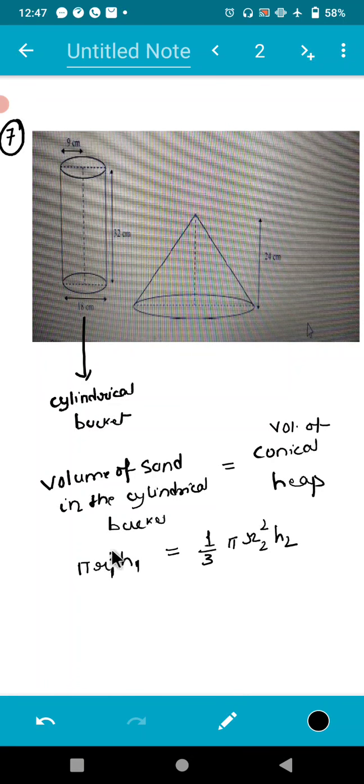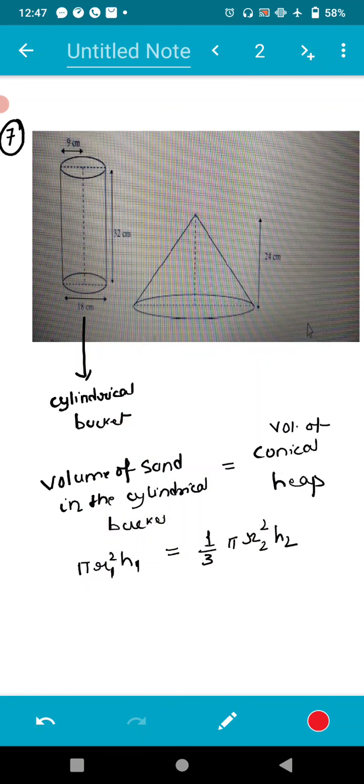Now both sides have pi, so we'll cancel it. As we already know r1, the radius is given as 18. So it would be 18 square into height, which is given as 32.